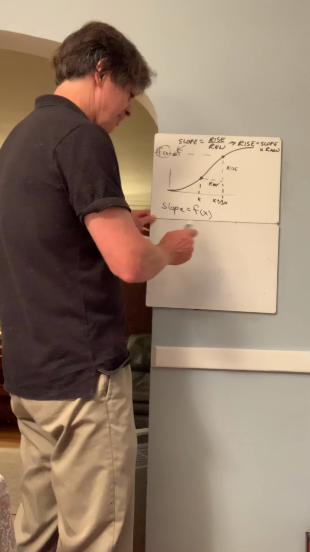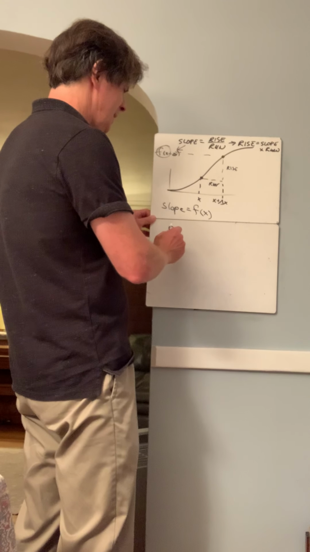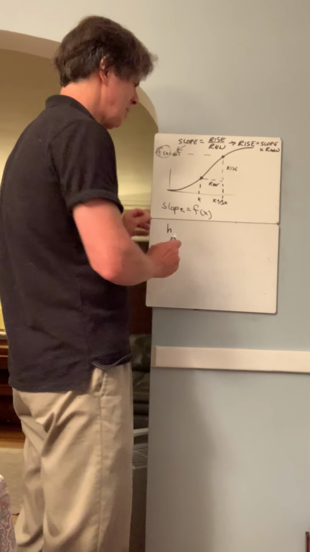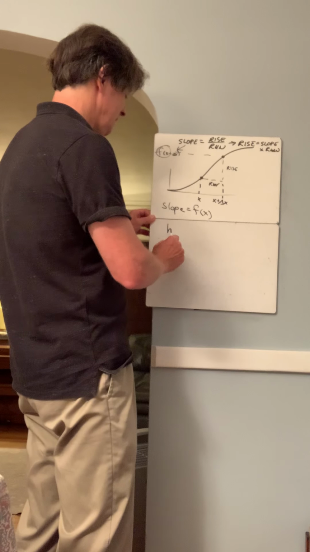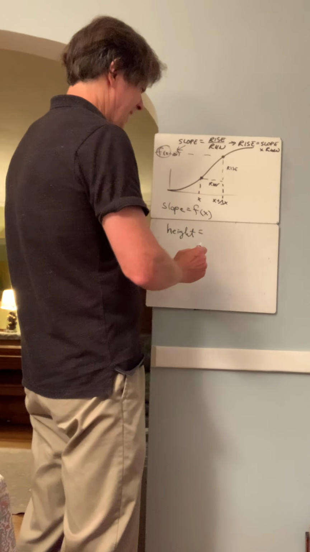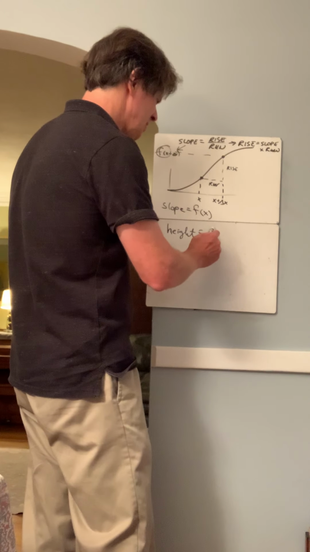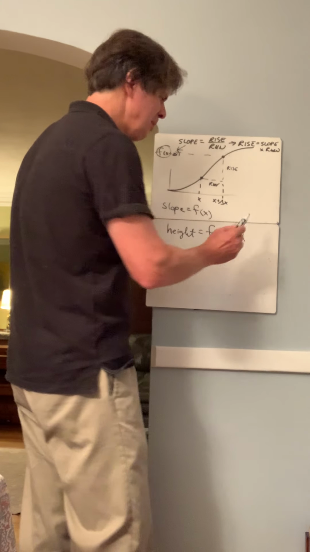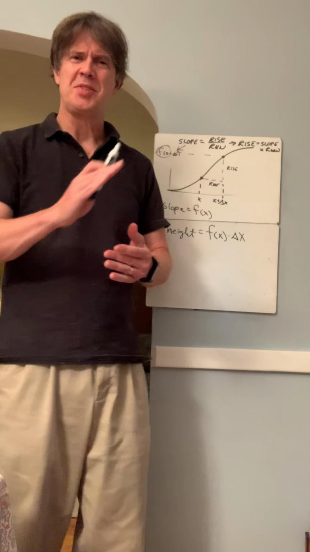So in any case, what we want to say is that the height is going to be the slope times the run. So I'm inclined to say f of x times delta x, but remember the problem. The problem is it keeps changing on us. The slope is not the same everywhere.